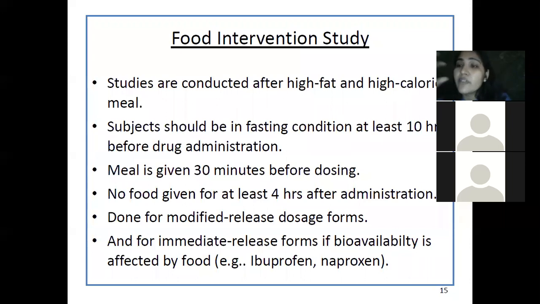And then after that, 30 minutes after the meal he will be given the dose, and then for 4 hours he'll be again fasting, and then they will be provided with the lunch, dinner, snacks, etc. So that is how it is. So basically in this study, you'll be checking the effect of the food on the drug.